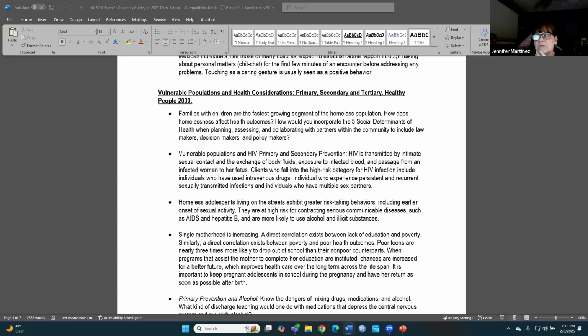So let's say that we know that there's vulnerable populations for HIV, right? There are high risk people like your homeless population, your IV drug users, those that have multiple sex partners, right? Those are some of your high risk. What are some primary prevention measures that we can do to prevent HIV?